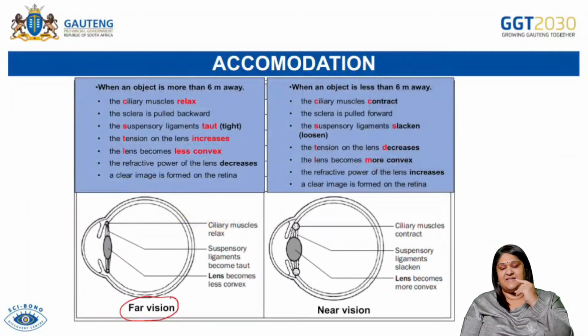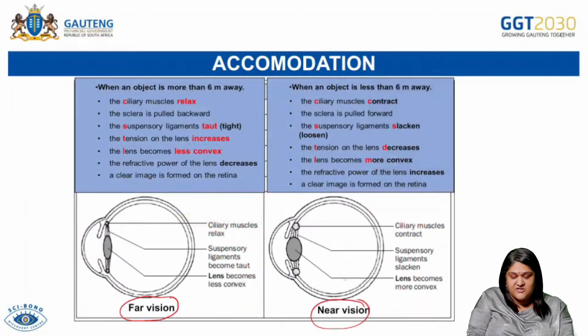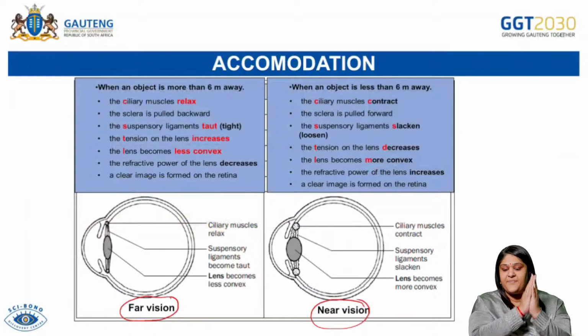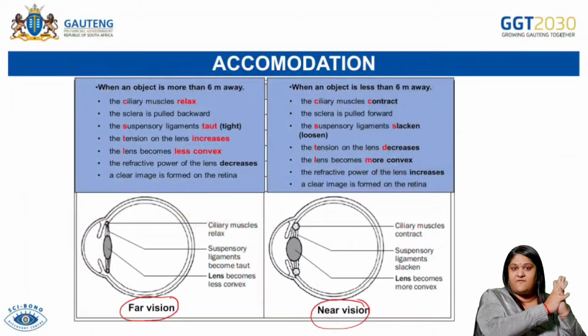Now, when the object is less than 6 meters away for near vision, that means it is near. So now we've got more convex. Near vision, more convex, right? And it is the opposite of far vision.